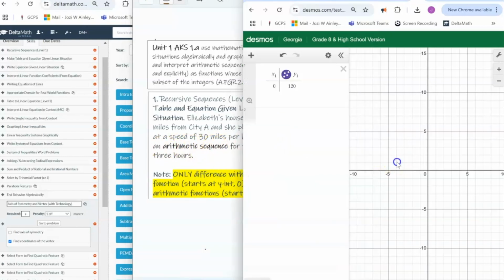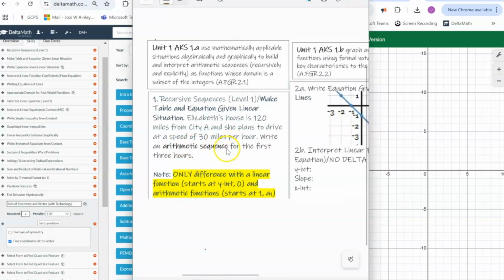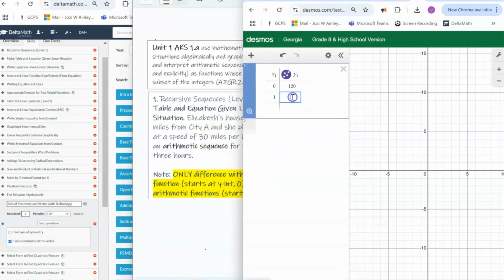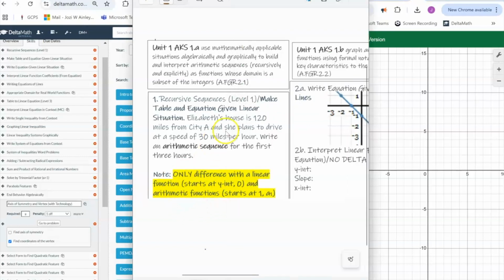It's an arithmetic sequence, and that will start at A1, my first term. Right, so my first term is what? 120 minus the 30 miles she's already driven, because she's driving towards a house that's 120 miles away. 30 miles in, she's 30 miles closer, so it's less than 120. So this is going to be 110. Okay, so again, the only difference between arithmetic sequences and linear functions is that in linear, we start right here, whereas in arithmetic, we start right here.